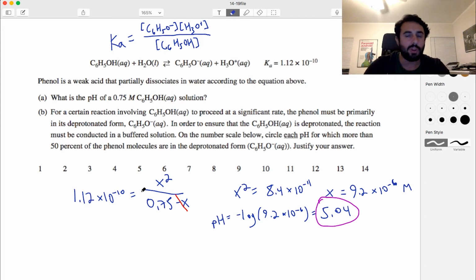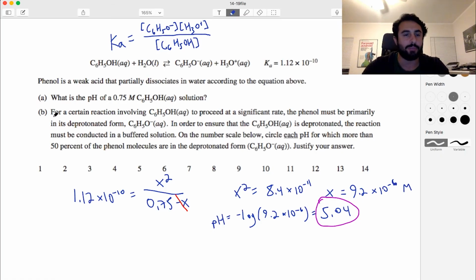So all we did was we wrote out the Ka expression, and then we plugged in what we know. We knew the Ka, we knew the initial phenol concentration, and then we called these each x, and then we just solved for x. Once we got the hydronium concentration, we just took the negative log. There's our pH. So very, very straightforward. We definitely must be able to do a simple calculation like that.